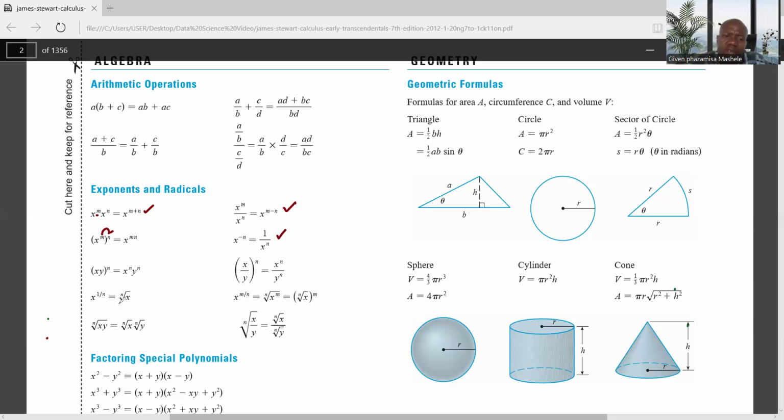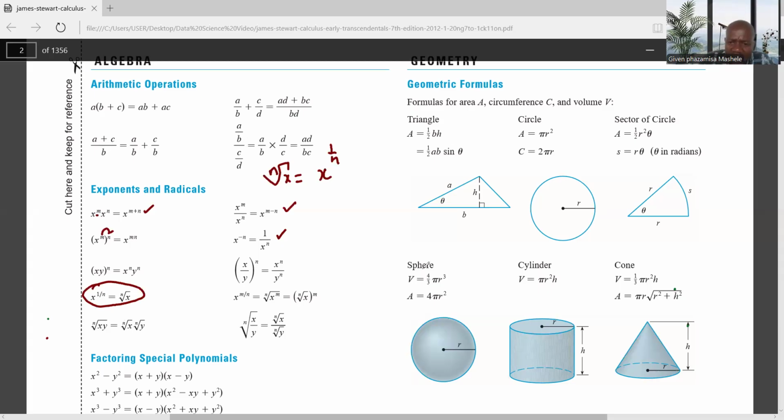And I strongly believe you still remember some of the things. For example, we know that the nth root of x is the same as x to the power of 1 over n. There it is. So these are the things that you need to familiarize yourself with, ladies and gentlemen. It's very, very important.